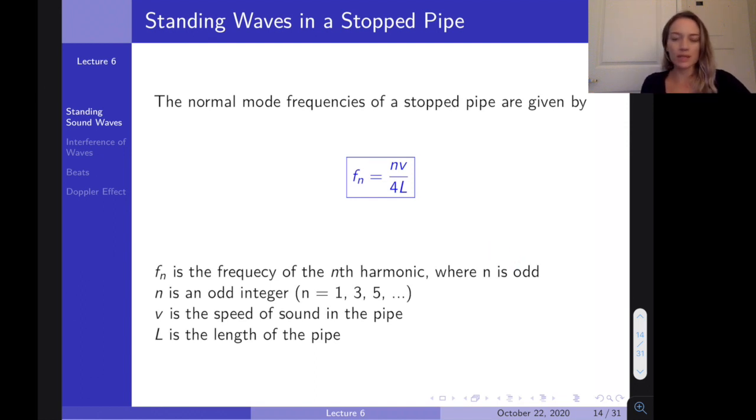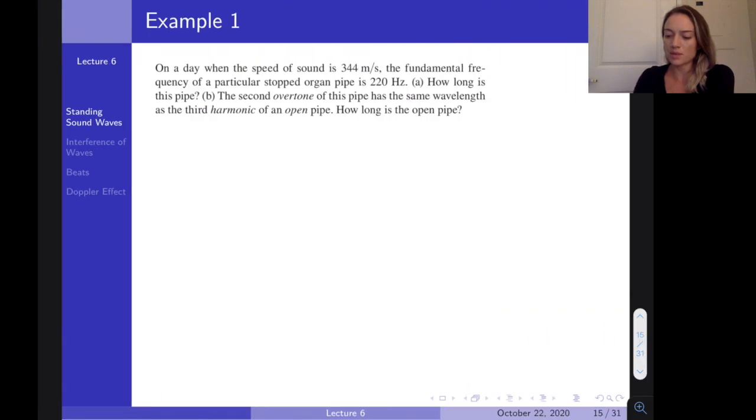So this is important because when you're talking about the frequencies of a stopped pipe, you're never going to be talking about the second frequency or the second harmonic. You're always going to be talking about the first, third, fifth, seventh. So you'll never see an even harmonic for a stopped pipe like this. All right, now let's do an example with this.